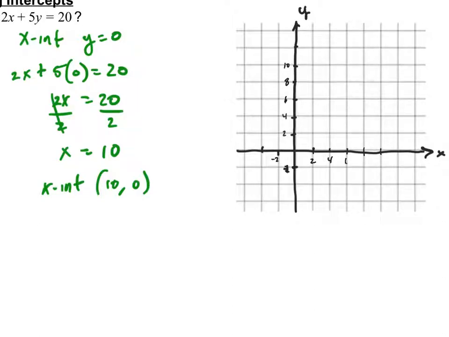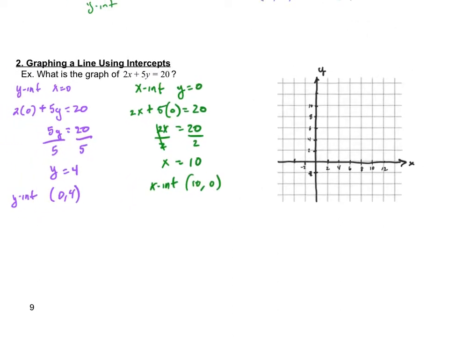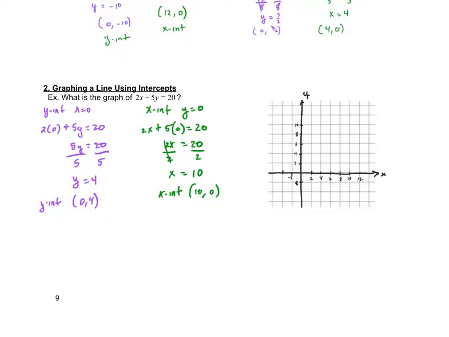So I have 2, 4, 6, 8, 10, 12, and we determined that my y-intercept was (0, 4) and my x-intercept was (10, 0), and there you go. We have a line now. We have 2 points where we can connect them, and we've graphed a line using the standard form of an equation.